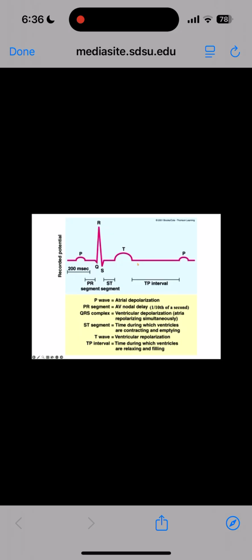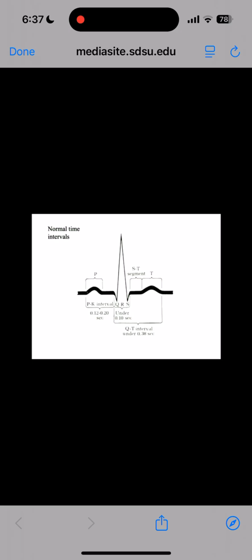There are a couple of time intervals that I do want you guys to be aware of. One of these is the PR interval. So there is a PR segment and a PR interval. They are different. On this slide, the PR segment is right in here. The PR interval includes the beginning of the P wave going up to wherever this QRS complex starts.